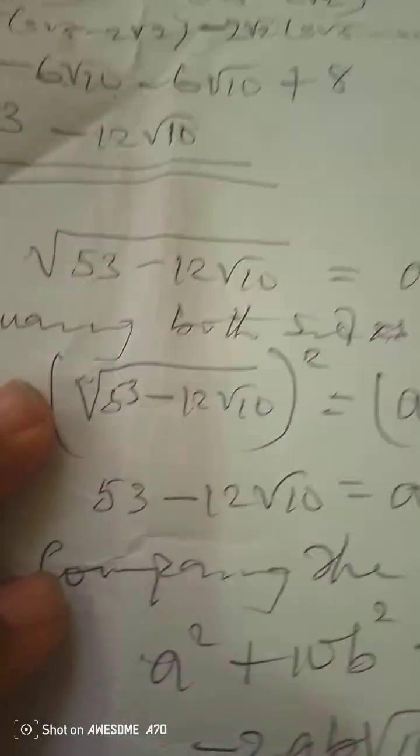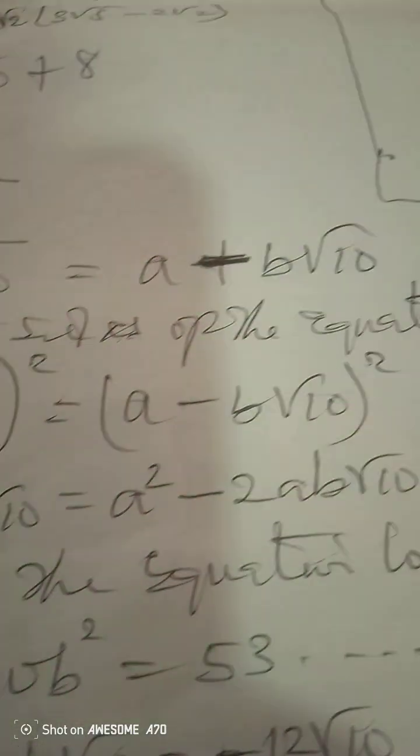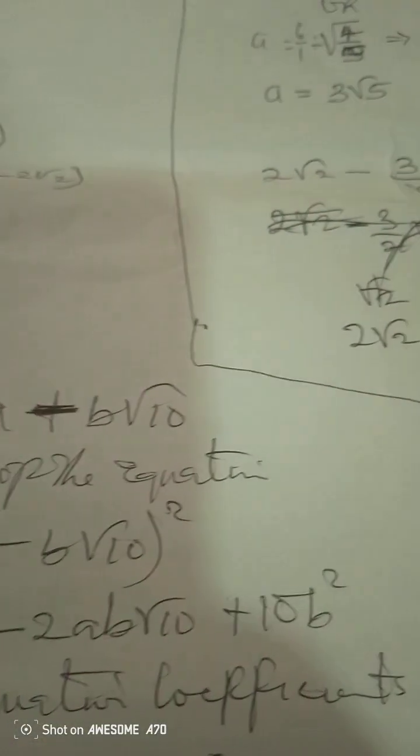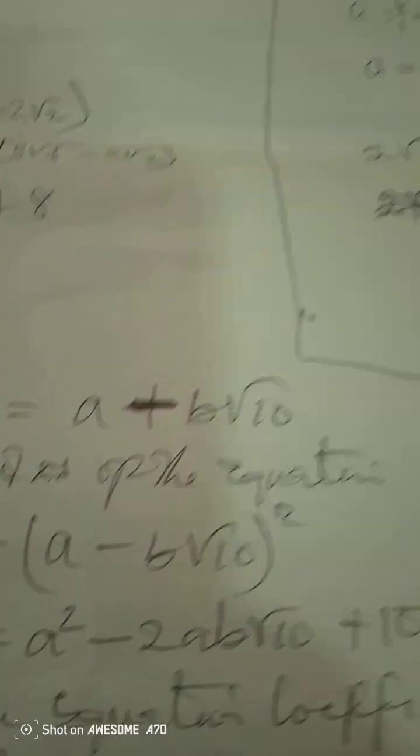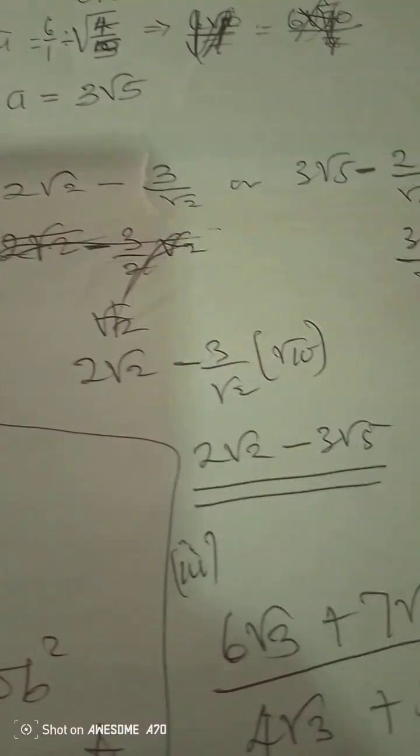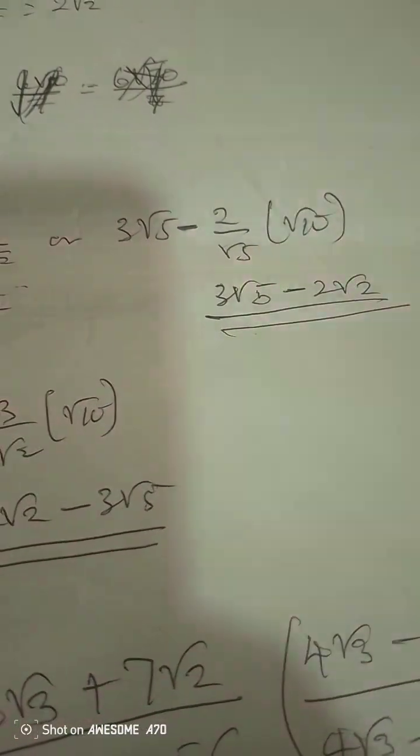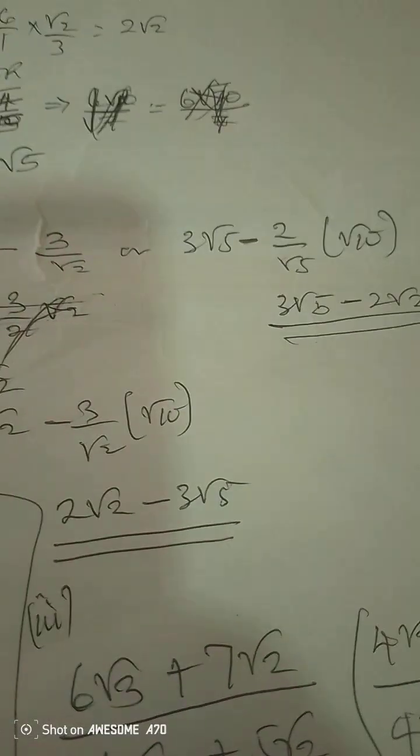So we go to our assumption. The assumption says that let the square root of 53 minus 12 root 10 be equal to a minus b root 10. So we substitute b there into a minus b root 10. When we substitute that, we have 2 root 2 minus 3 root 5, or when we substitute in the other one, we have 3 root 5 minus 2 root 2.